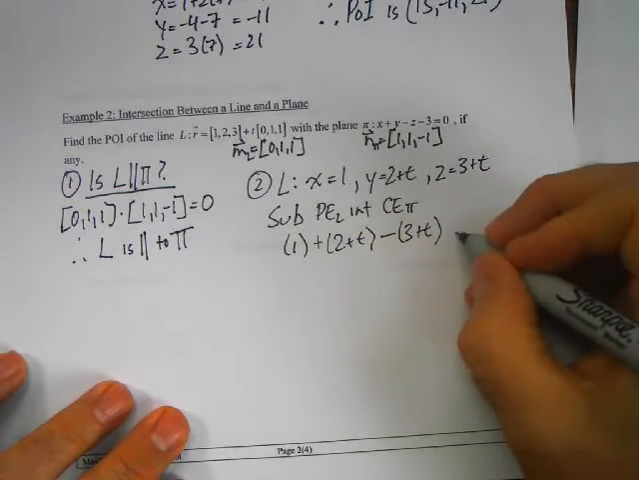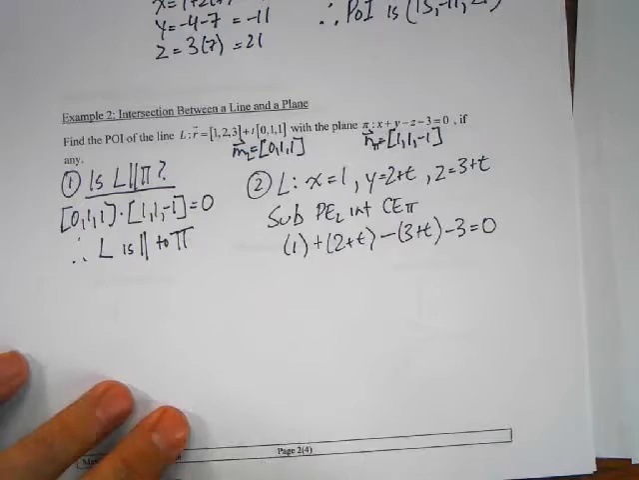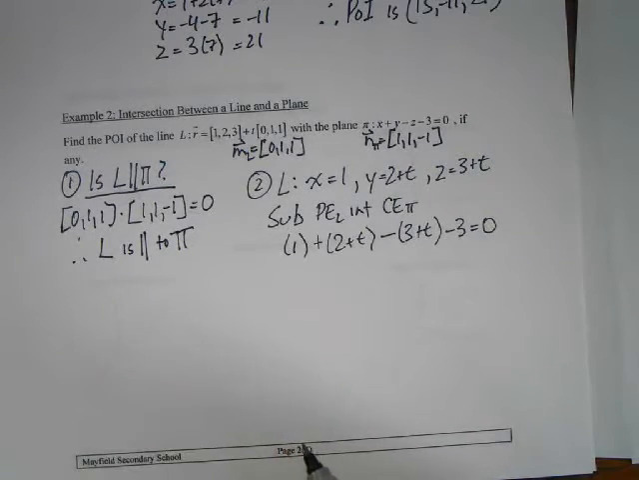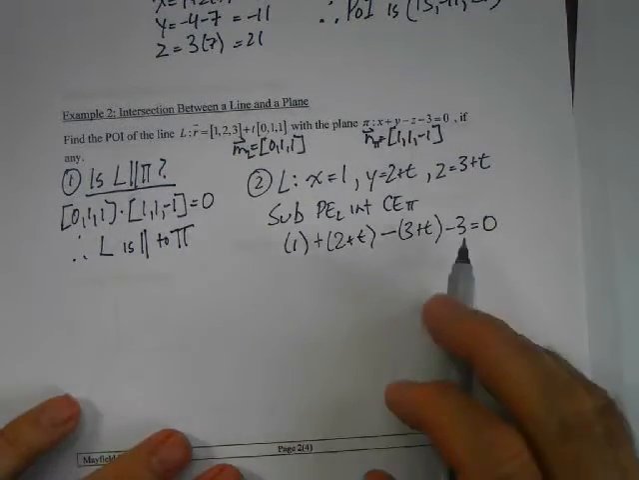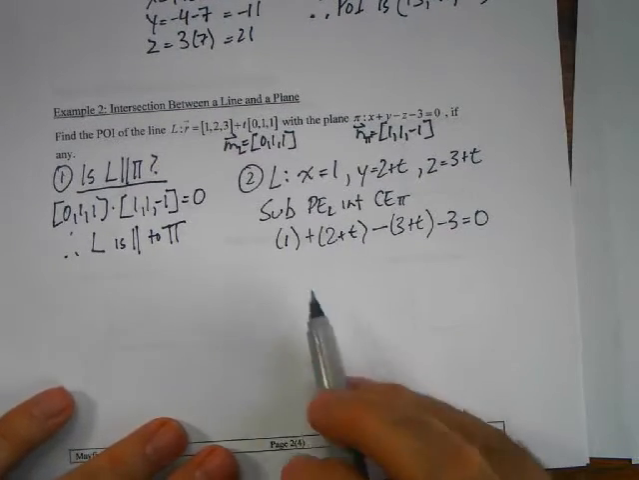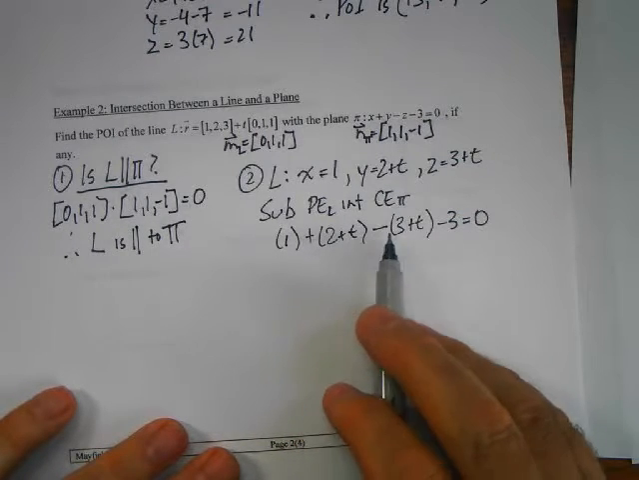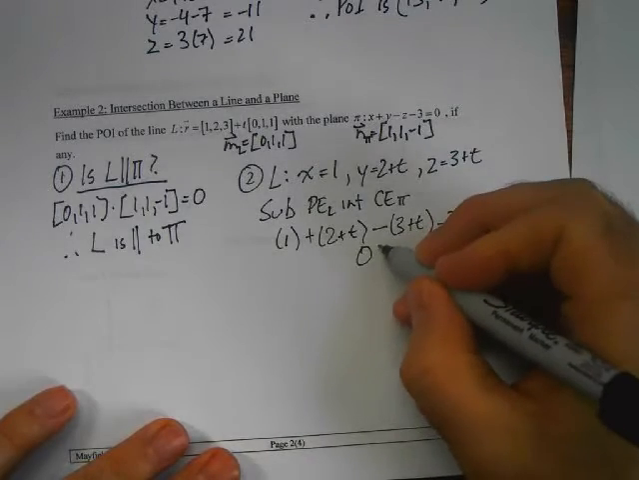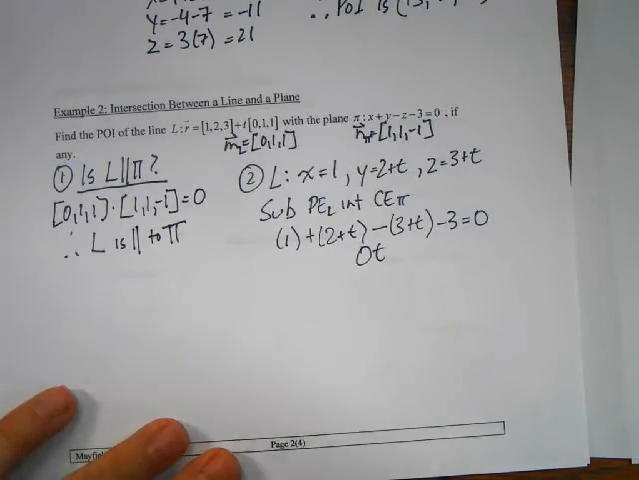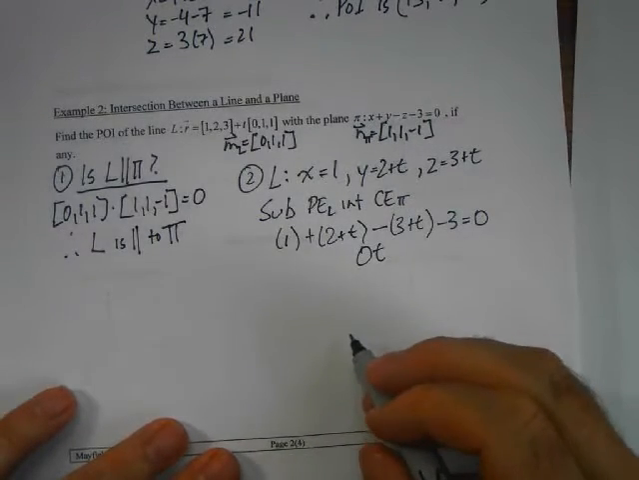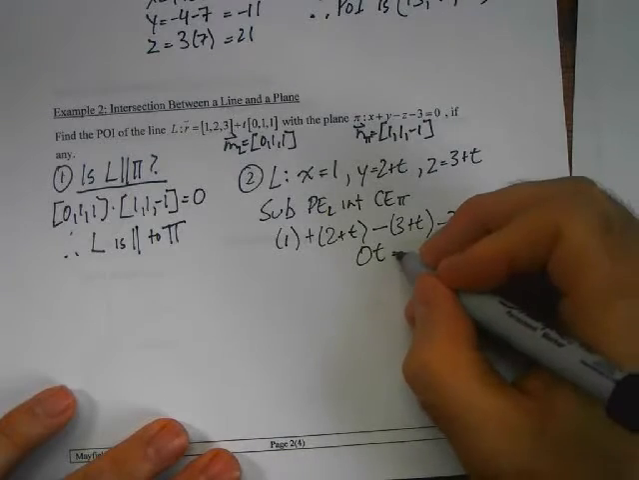minus 3 equals 0. So again, an equation with only one variable, t, so we should be able to solve this. Now what happens here is if I add up the t's, I've got a plus t there and a minus t there, so I actually have 0t. And the number that comes up on the other side is a 3.